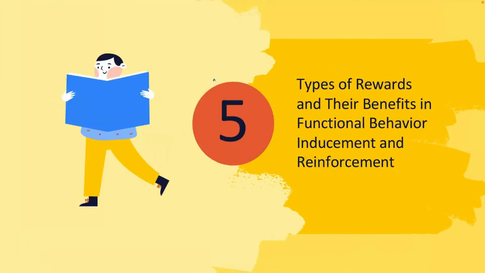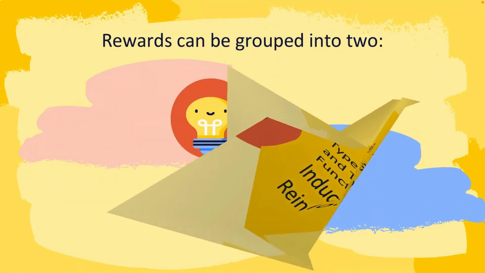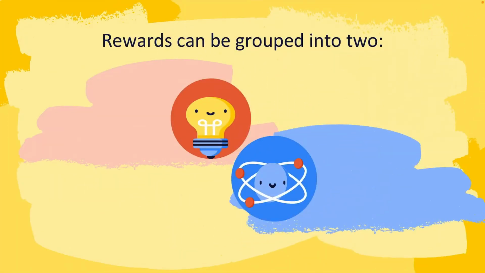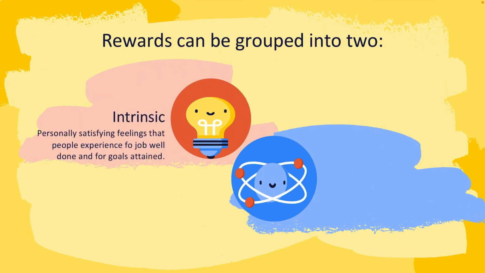The fifth is types of rewards and their benefits in functional behavior inducement and reinforcement. Rewards can be grouped into two. The first one is intrinsic. Intrinsic rewards are personally satisfying feelings that people experience for a job well done and for goals attained. Intrinsic rewards can be enhanced by techniques such as job enrichment, increased responsibility, participation in decision making, and other efforts that can lead to an increase in people's self-worth and drive to excel.